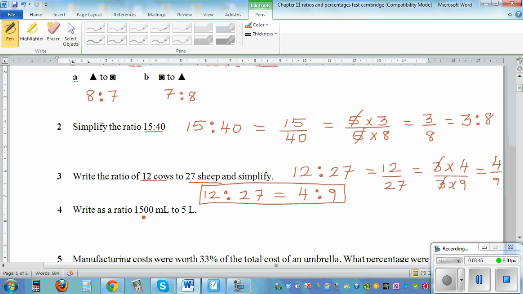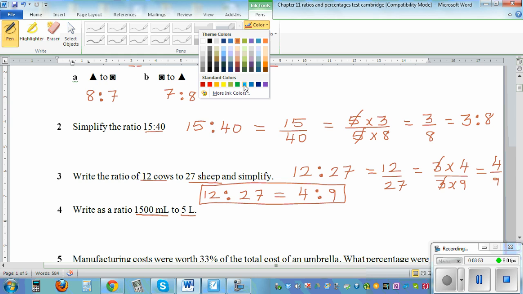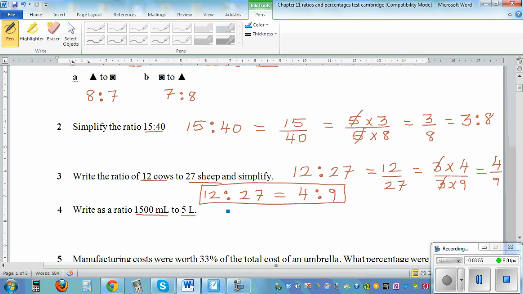Okay, write 1500 mils to 5 liters as a ratio. So you should know this fact. So let me change color. So I know 1 liter is how many milliliters? Well, you should know it's 1000 milliliters. Now, to simplify a ratio, you have to have the same unit. You can't compare apples with mangoes. Okay, you have to compare apple to apple.